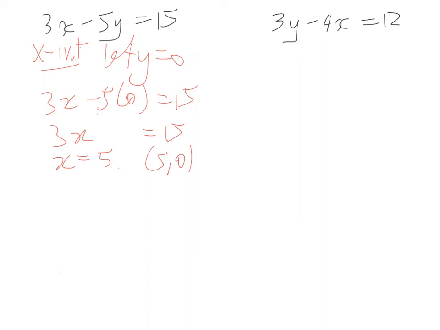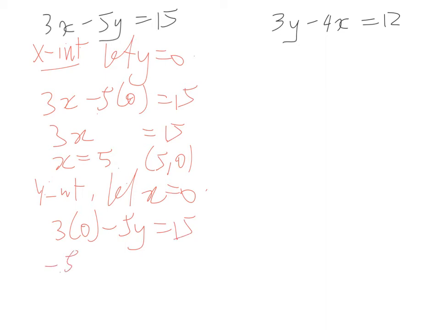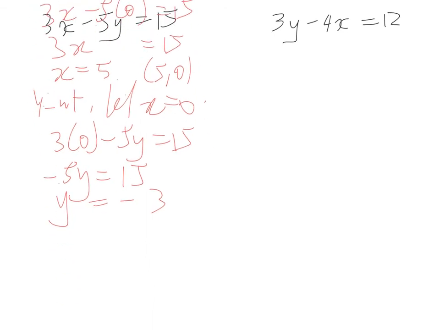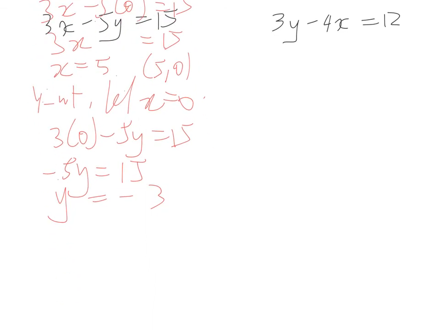Then we do the same thing for the y-intercept. We let x equal 0. So we'll have 3 times 0 minus 5y equals 15. So we've got negative 5y equals 15. So therefore y equals negative 3. And so we've got our 2 points: 5, 0 and 0, negative 3.